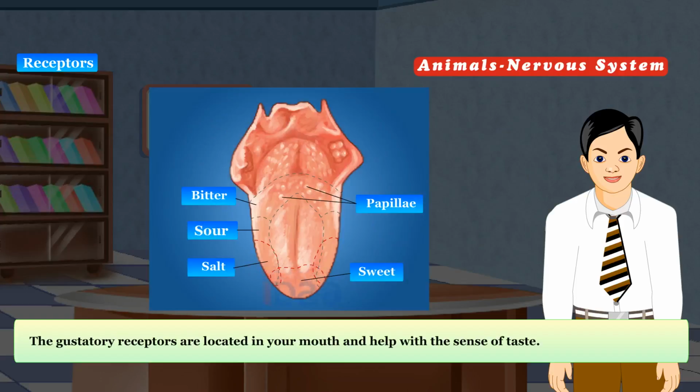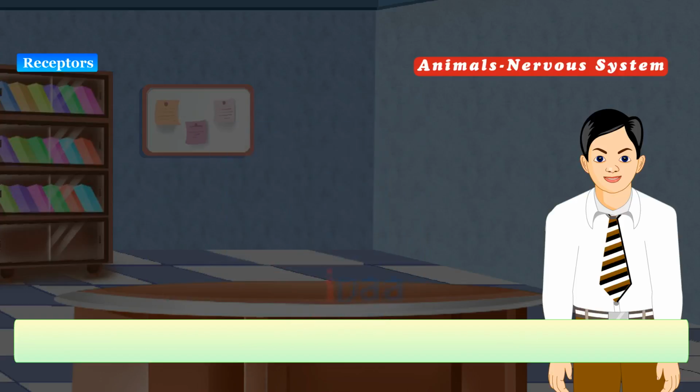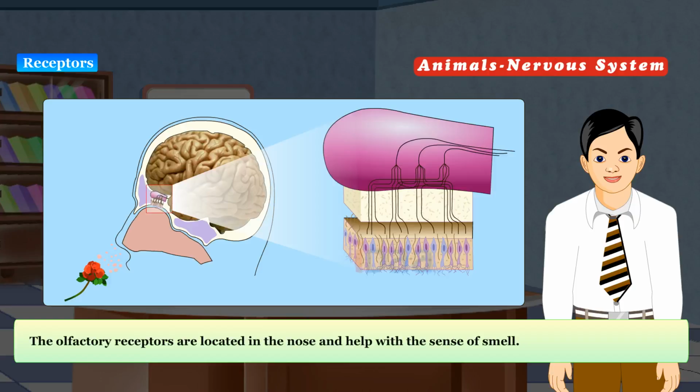The gustatory receptors are located in your mouth and help with the sense of taste. The olfactory receptors are located in the nose and help with the sense of smell.